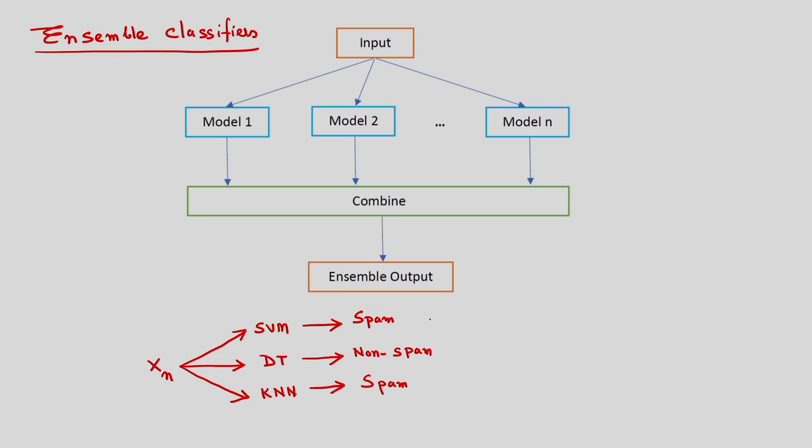After this, all these outputs I am combining. In this combination I can consider the concept of voting or averaging. I can apply the concept of voting, or maybe I can apply the concept of averaging, and finally I am getting the output. If I consider the concept of voting, then I will be getting the output, that is the spam. So that means all the outputs of model 1, model 2, all the models are combined, and I am getting the final output. This is the fundamental concept of the ensemble classifier.